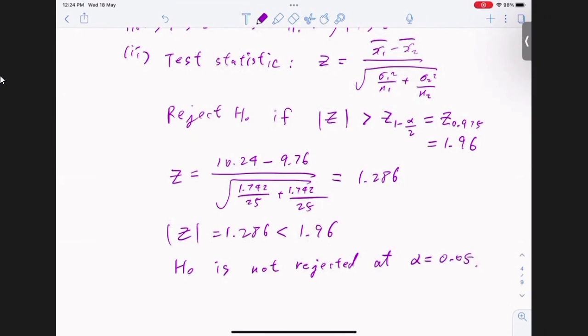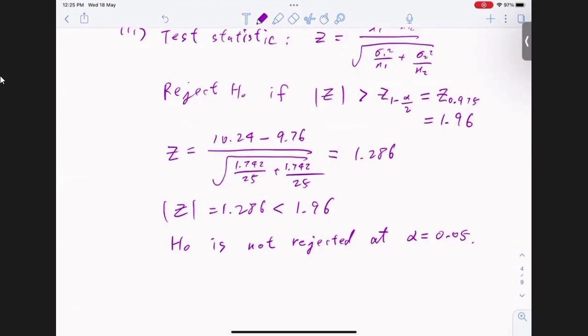So this is a typical flow of the procedure in doing a hypothesis test. State the hypothesis, find out the correct version of the test statistic to be used, determine the rejection region, compute the value of this test statistic, draw the conclusion. So we don't have enough evidence. That means we don't have enough evidence to reject the hypothesis that they are not the same.